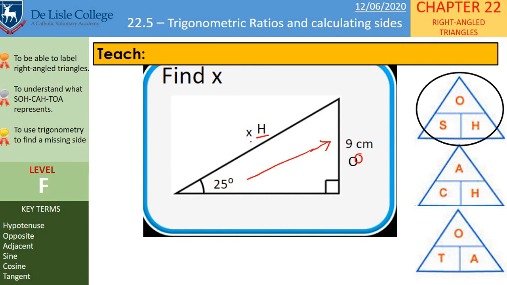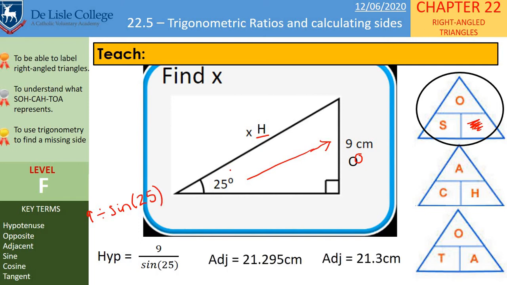Okay, you might have gone, right, I'm looking for the hypotenuse, so I'll cross that out. So I'm doing the opposite over sine angle. So I'm doing 9 over sine 25, and you'll get this answer here, and then you get 21.3.